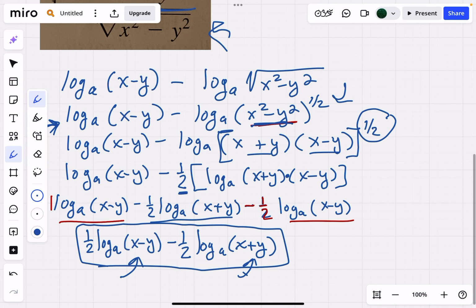All right, so hopefully that helps and that clears up when you have roots in the denominator and you have to express as a sum and difference of logs.